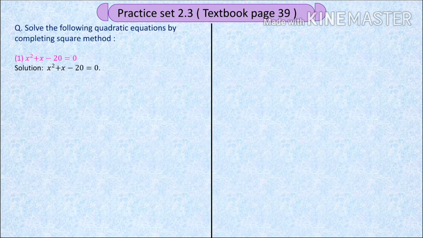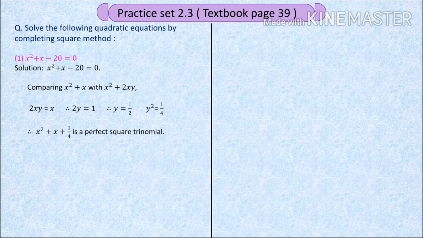Then compare the first two terms, x square plus x, to x square plus 2xy. Here x square gets cancelled. So x is equal to 2xy. Again x cancels. Therefore 2y is equal to 1. Now we can divide by this 2. Therefore y is equal to 1 by 2. Then square both sides. y square is equal to 1 by 4. Next step, add 1 by 4 and subtract 1 by 4.